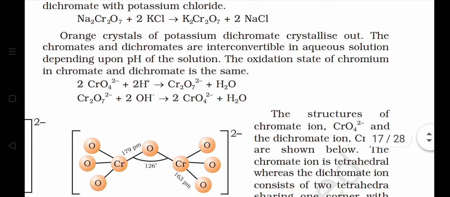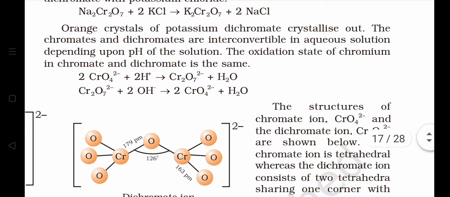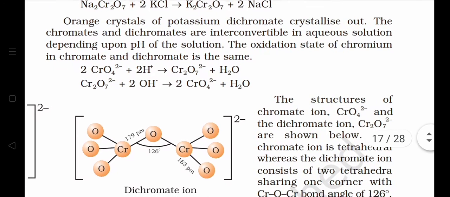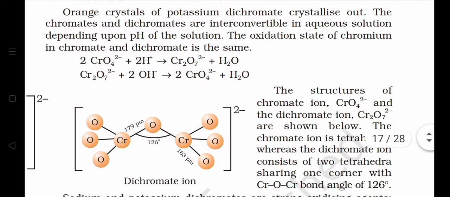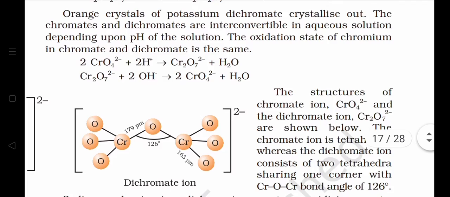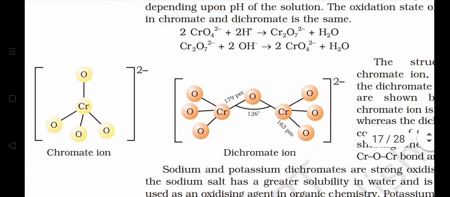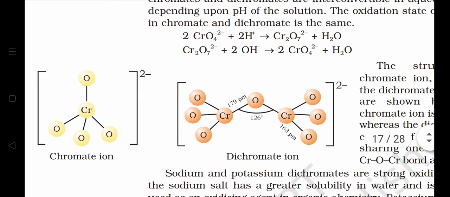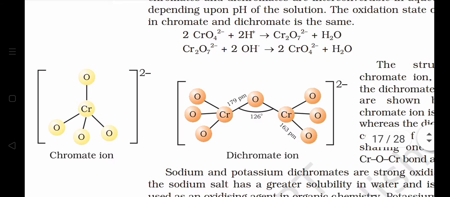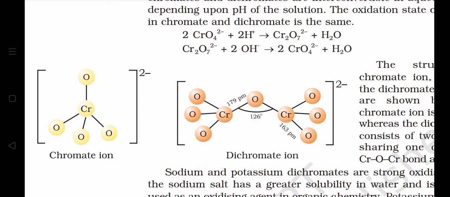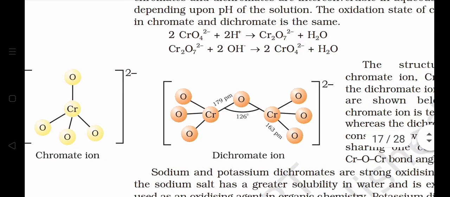They can be easily changed into one another form. It all depends upon pH. This question is very important and generally comes in the paper. First of all, you look at the structure of chromate and dichromate, which is shown here. Chromate ions are yellow in color and dichromate are orange in color.